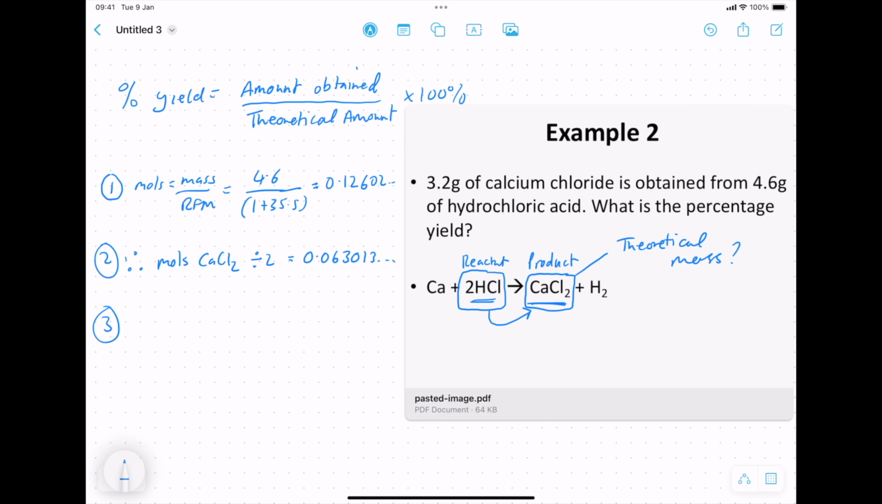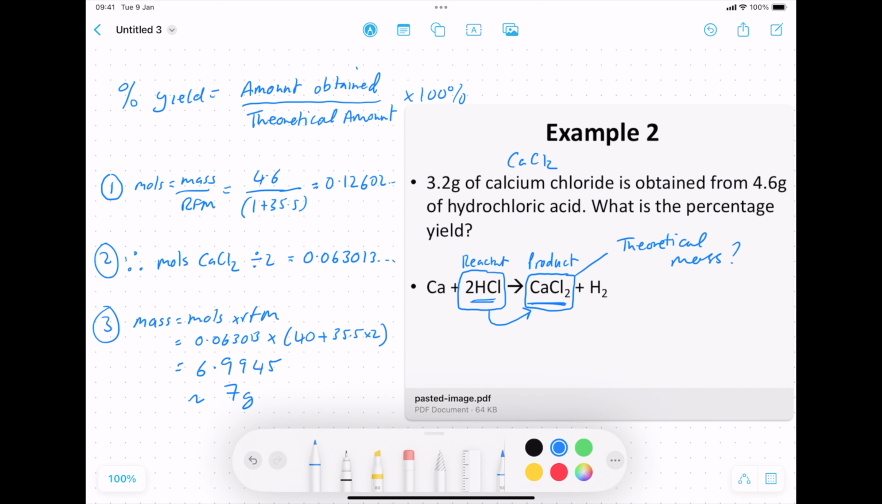Number 3, now that we have the moles of product, we can work out what we need, which is the theoretical mass. So rearranging the formula, mass equals moles times RFM. Moles is 0.063013 times the RFM of calcium chloride, which is 40 plus 35.5 times 2, gives me an answer of approximately 7 grams.